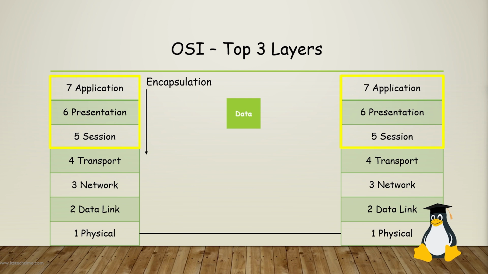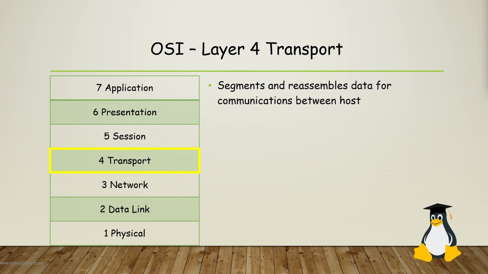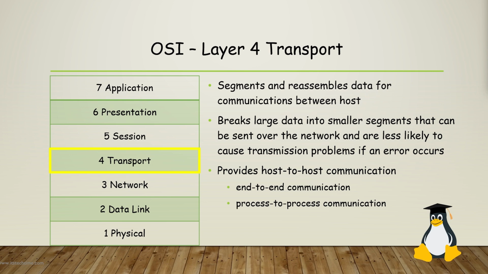If we go back and look at encapsulation again, data that is created in the top 3 layers is then sent to the bottom 4 layers that actually do the job of sending the data over to the receiving machine. When the top 3 layers send data down to layer 4, layer 4 will add a layer 4 header to the data. Layer 4 is the transport layer. The transport layer segments and reassembles data for communication between hosts. Or in other words, it breaks large data into smaller segments that can be sent over the network and are less likely to cause transmission problems if an error occurs. The transport layer provides host-to-host communication, which is also called end-to-end or process-to-process communication.